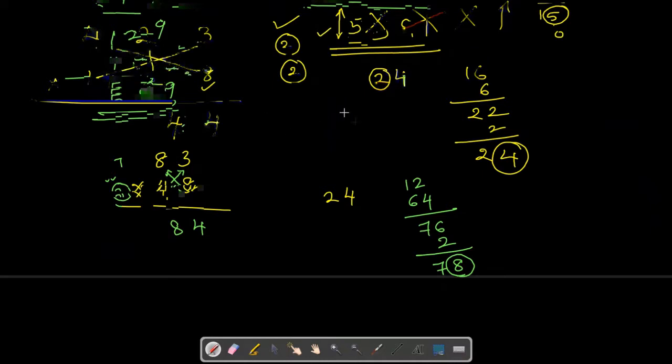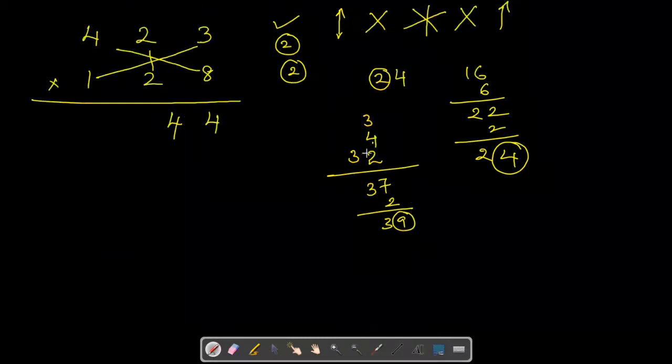So 3 times 1 is 3. 2 times 2 is 4 and 8 times 4 is 32. 6 plus 3 is 9 and 37. 37 plus 2, it gives me 39. So let me write a 9 over here. Yes, am I right? Or let us check it once again.